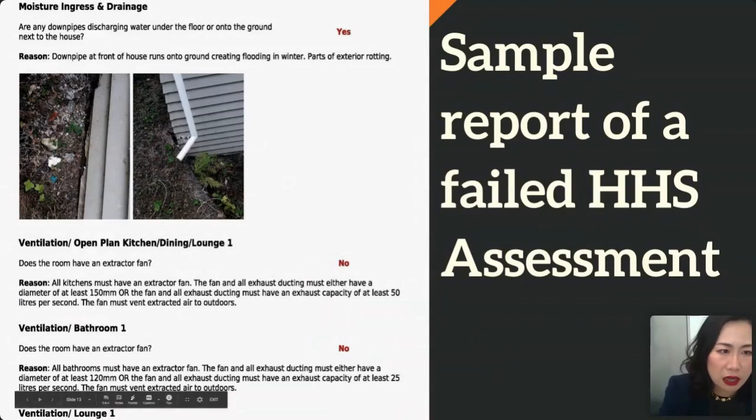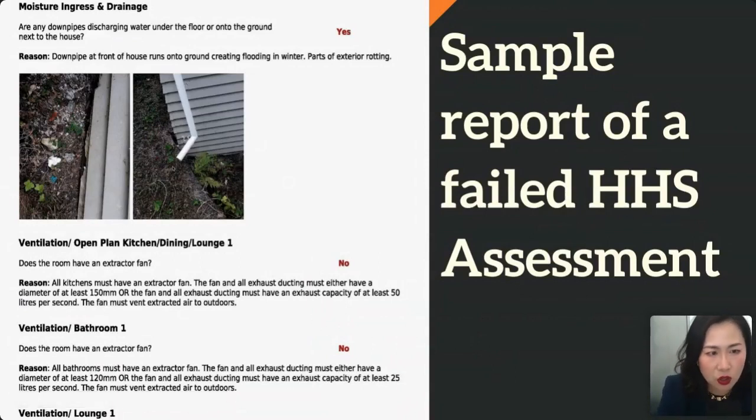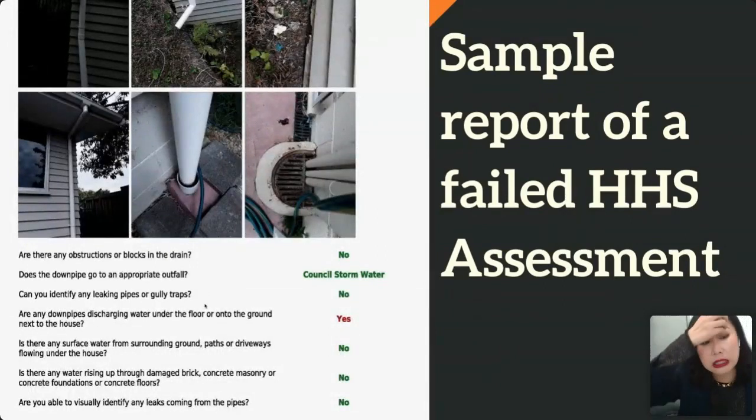Okay, so you see the downpipe here with water discharging right to the ground. That's a definite fail. That needs to be going somewhere that's not the ground. Okay, and the other area that we see fail a lot is ventilation. So see this photo here, that's okay, and the photo above it is not okay.